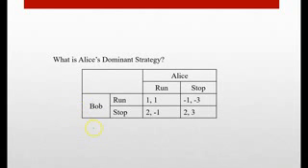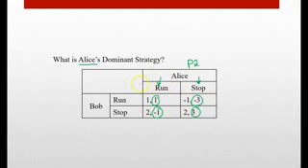Now, let's look at another example, but this time we want to figure out Alice's dominant strategy. So remember, in this case, Alice is going to be player 2, since she's on top here. And again, she has two choices. She could either run or stop. Remember, since she's player 2, she's going to have columns. Since she's also player 2, that means all the second numbers are going to be her payoffs. So we can basically ignore Bob's payoffs, which are the first numbers right now.